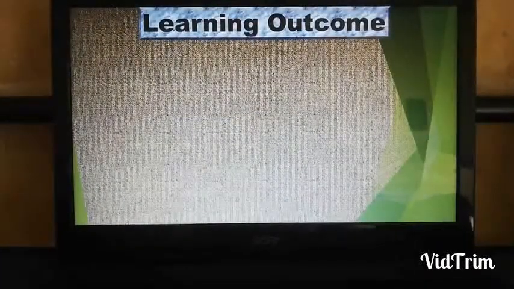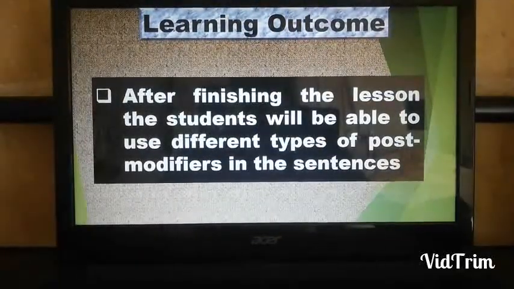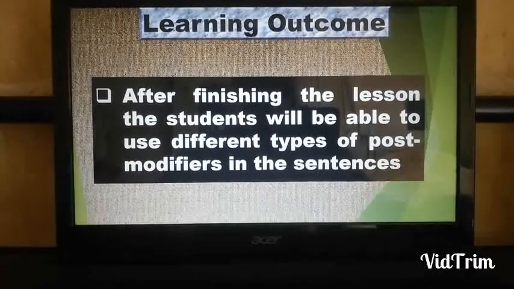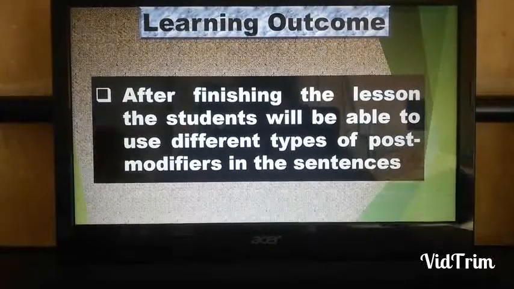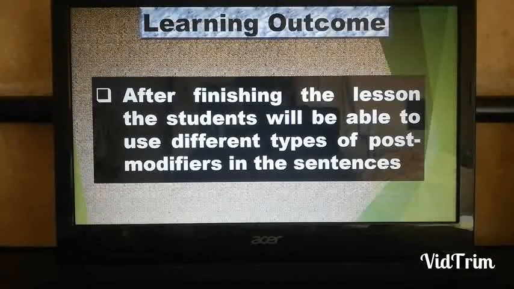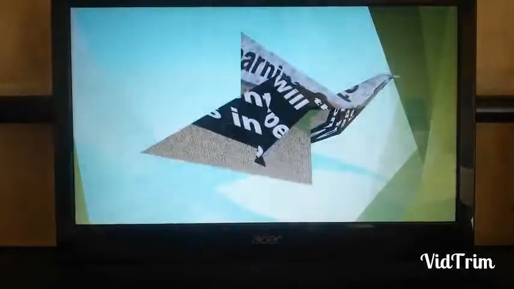You see, learning outcome of the lesson. After finishing the lesson, the students will be able to use different types of post modifiers in the sentences. Actually, modifiers are very important in English sentences. Modifiers clarify the meaning of the sentences, and so you have to be expert in using modifiers. Today's class is on post modifiers. So move forward.